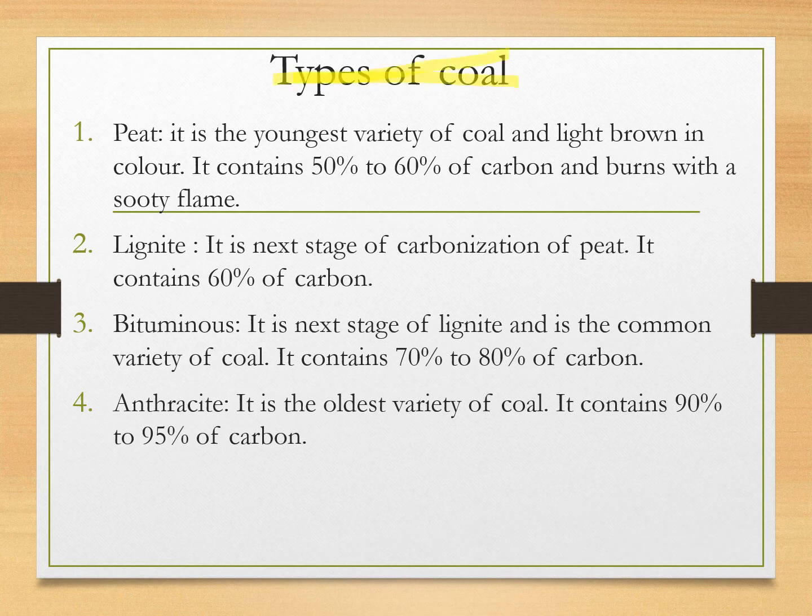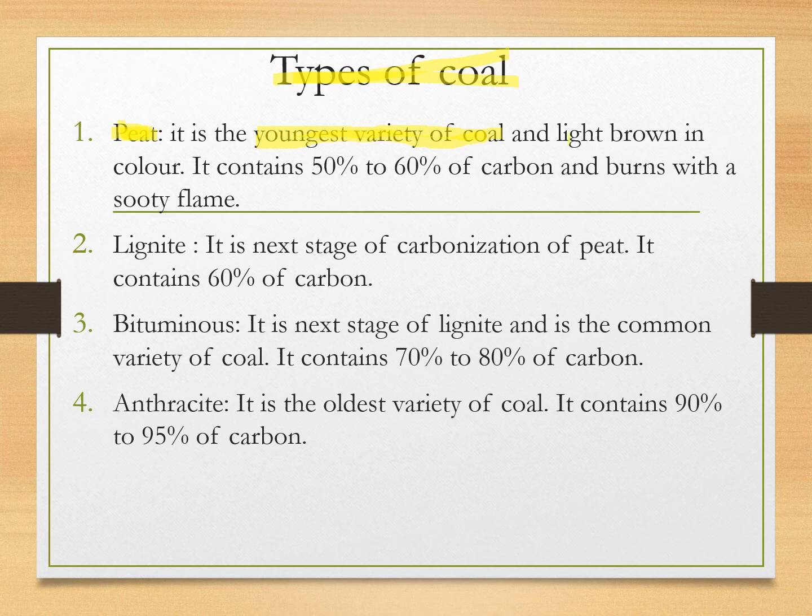Next, let's discuss the types of coal. The first type is peat. If you bury dead plants and animals for only some 10, 20 or 30 years, you get peat. Peat is one of the youngest varieties of coal, meaning it is very new.